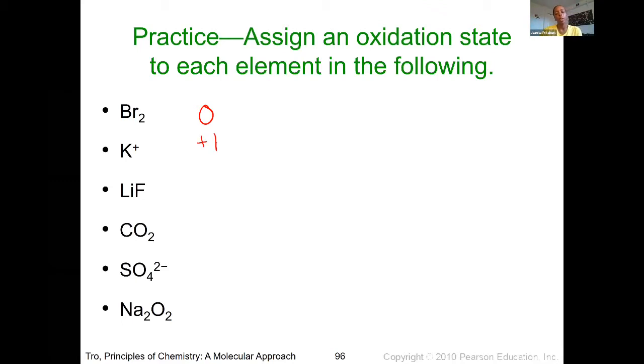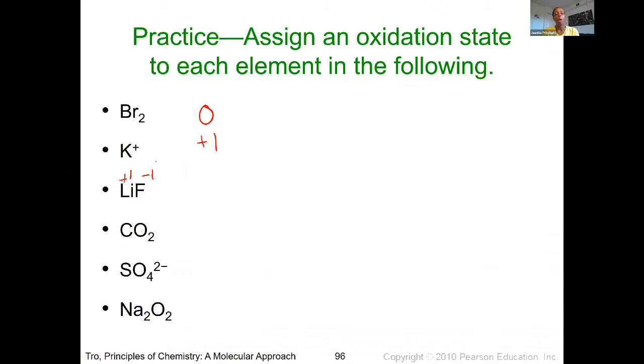So for LiF, lithium fluoride, when we're looking at this, we know overall the charges have to add up to 0. I know lithium is a +1, it's group 1. Fluorine is -1, group 7, and that all coincides with the rules that we've seen.